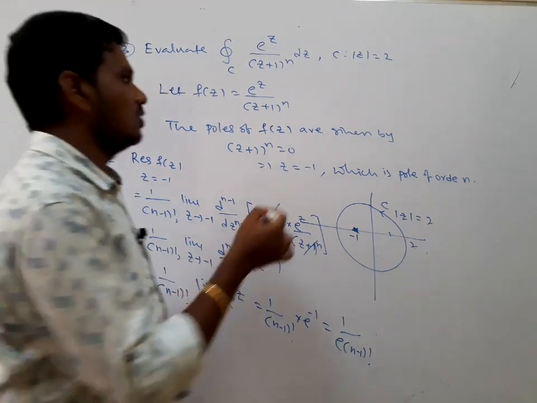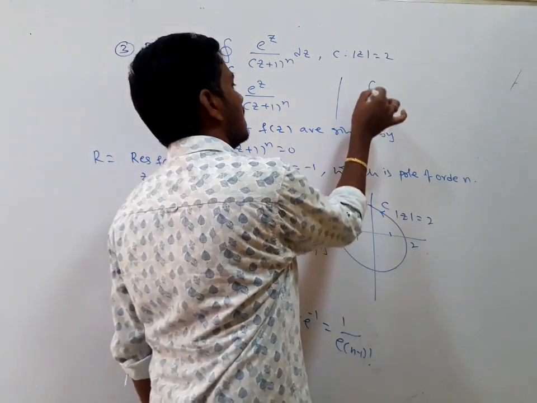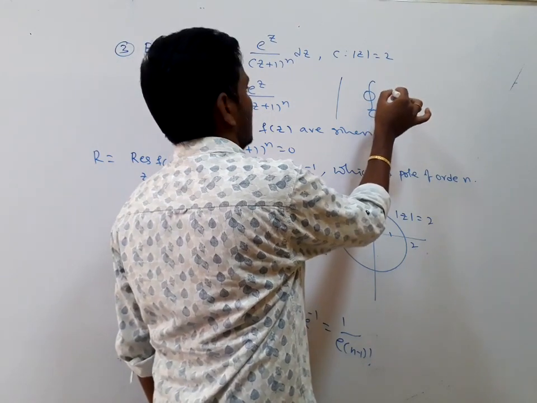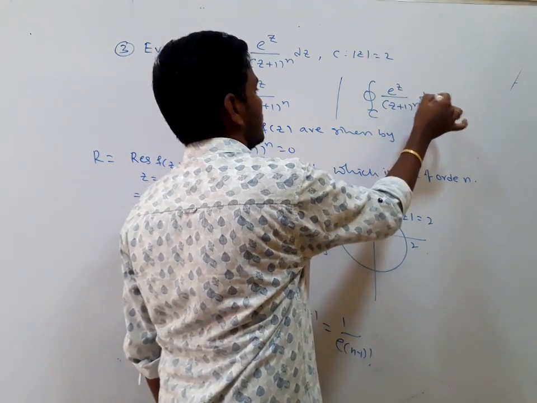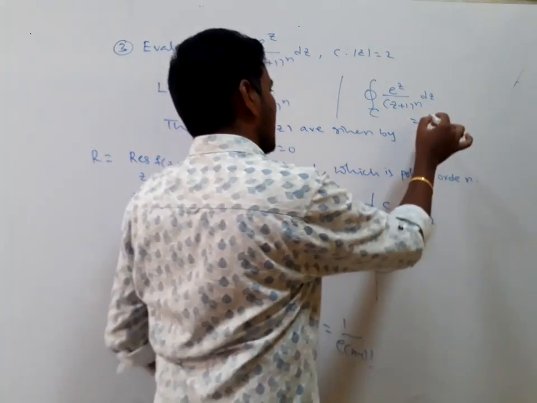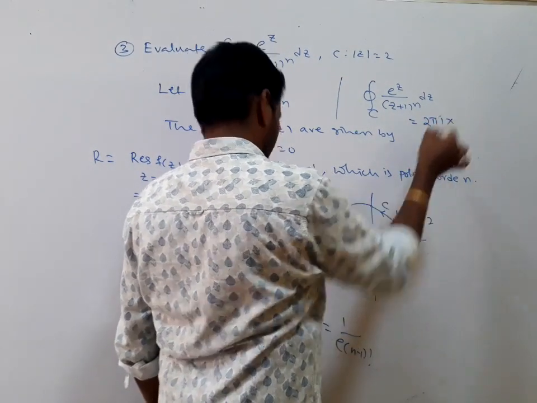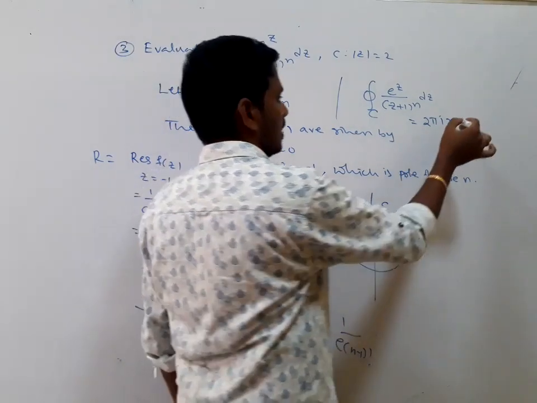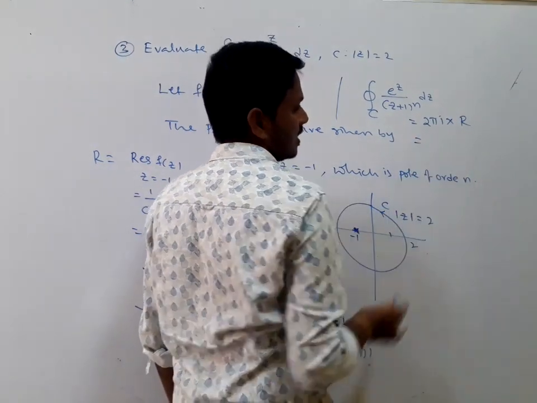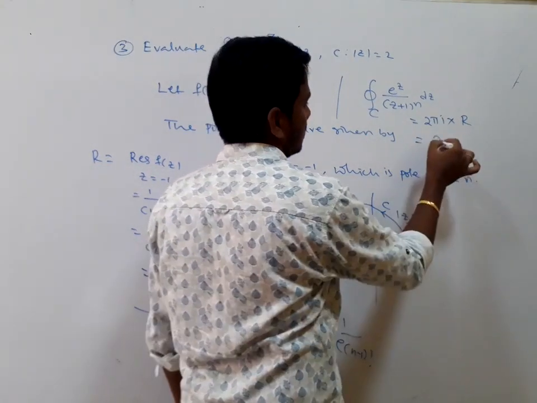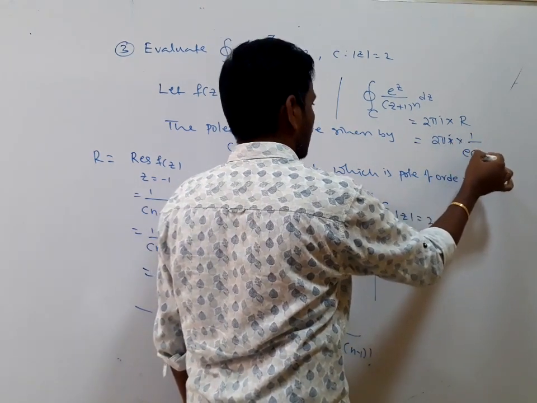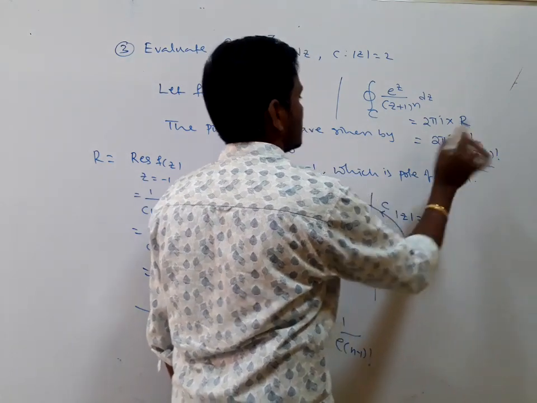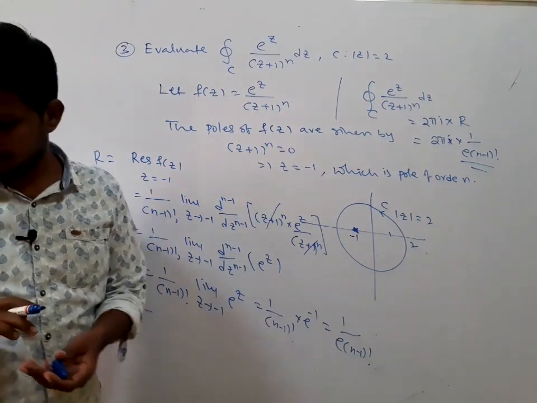Okay, the integral value. The integral over C of e to the power of z divided by (z plus 1) whole to the power of n dz equals 2 pi i into the residue, as there is only one point existing here. So it is 2 pi i into 1 by e into (n minus 1) factorial. Right, this is the integral value. Next.